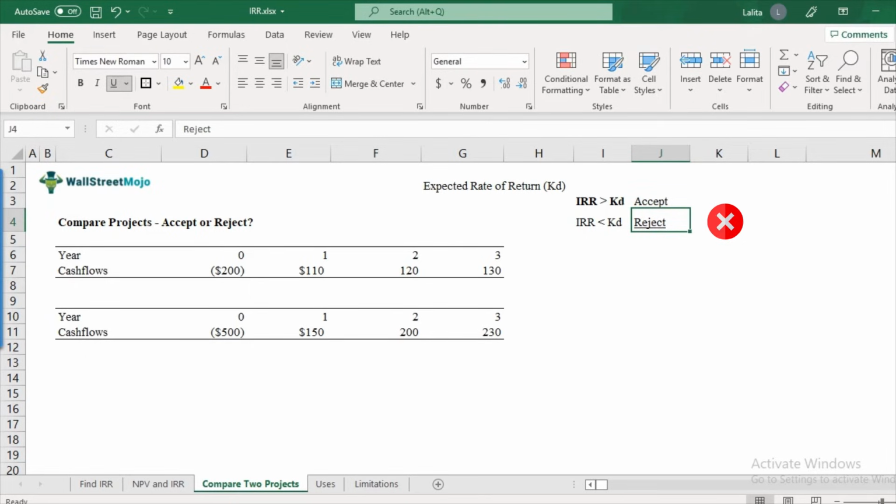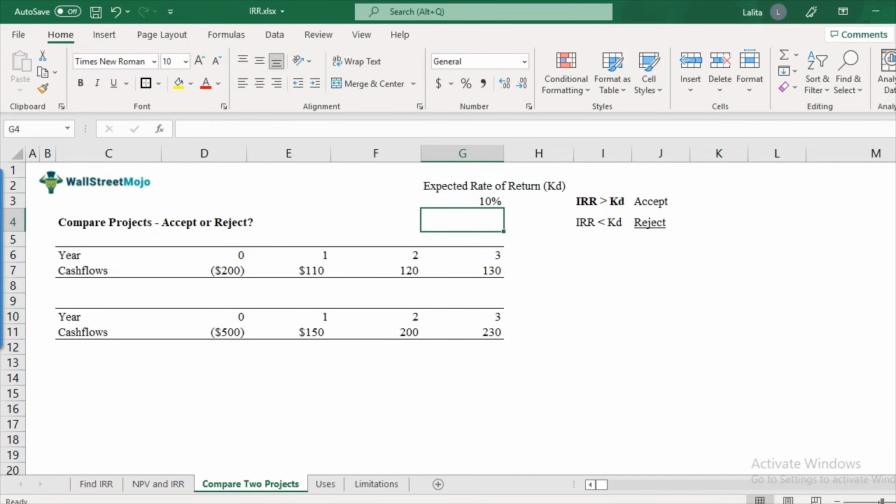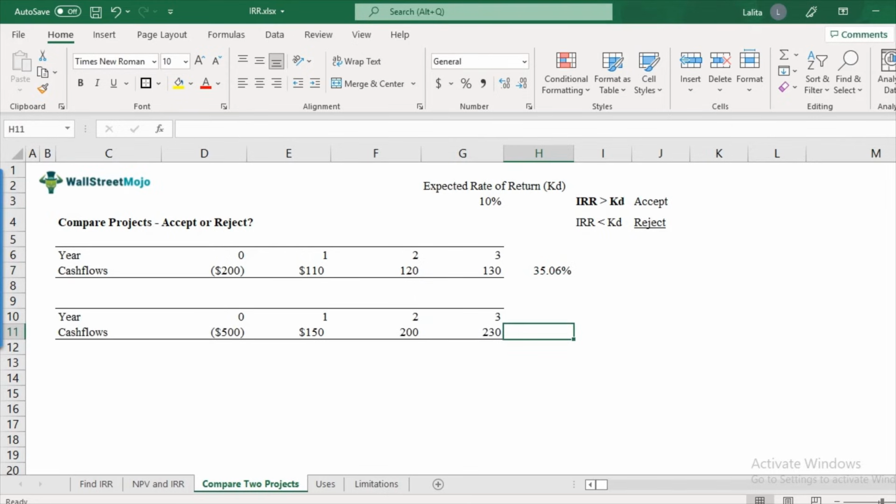So let's find out what happens in this case. But before we do that, we need to know what our expected rate of return is. So let's again randomly assume it is 10%. My expected rate of return in this example I put in as 10%. So let's find out the IRR for both the cases and come to a conclusion of whether we should accept or reject. Here I'll use the formula IRR. Values are all the values, cash outflows and inflows, and then a guess, 5%. So we get 35.06%. But what about the second one?